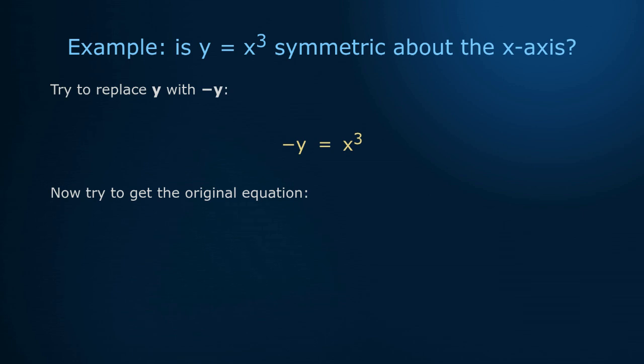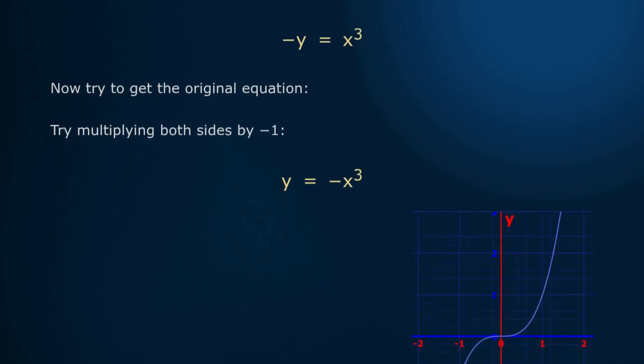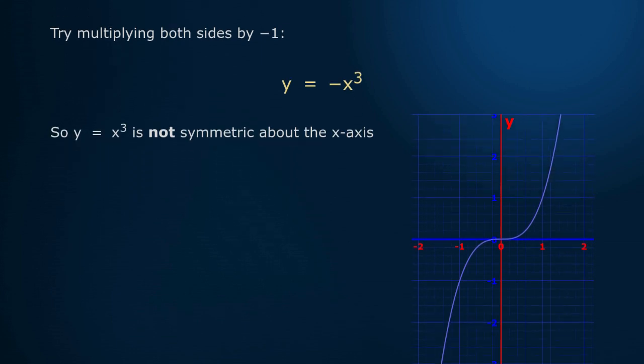Now try to get the original equation. Try multiplying both sides by minus 1. Y equals minus x cubed. It is different. So y equals x cubed is not symmetric about the x-axis.